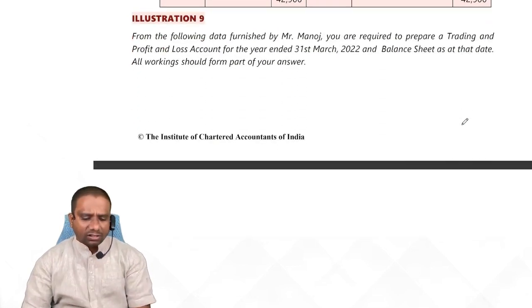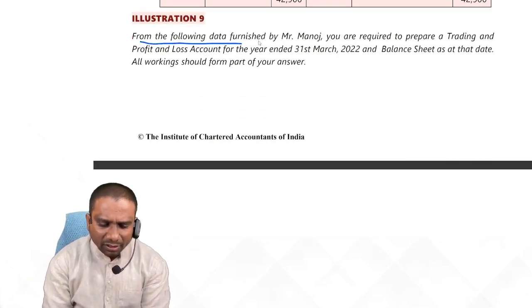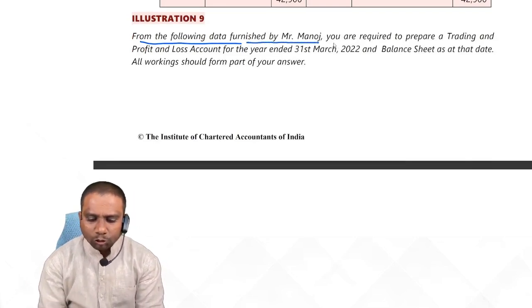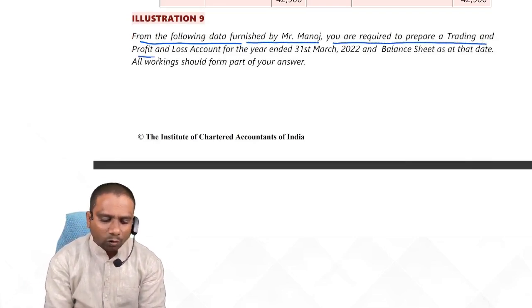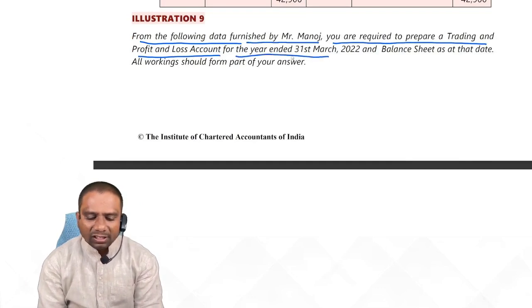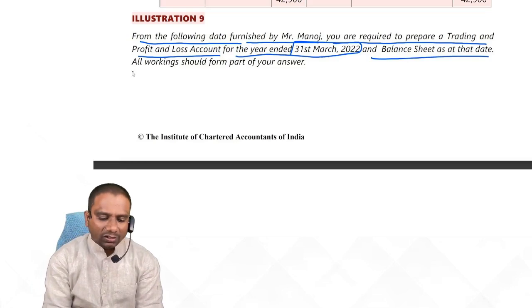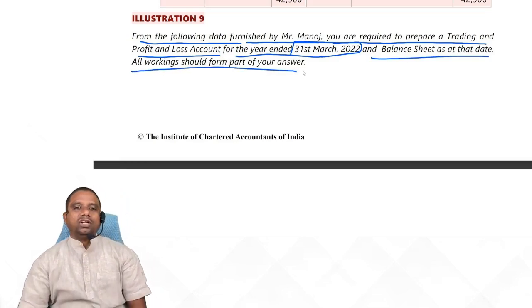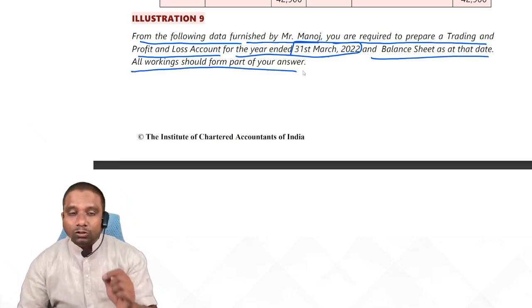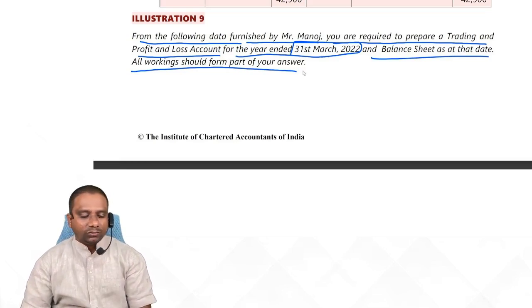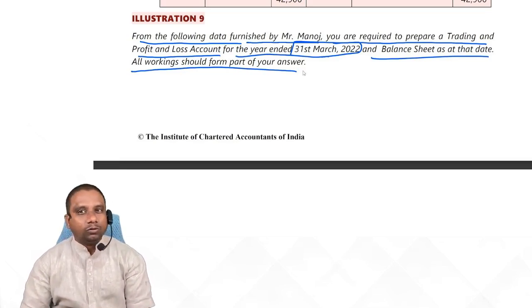Now look at illustration 9. From the following data furnished by Mr. Manoj, you are required to prepare a trading and profit and loss account for the year ended 31st March 2022 and a balance sheet as at that date. All workings should form part of your answer. For working notes, you will get some marks. That's why all workings should form part of your answer.